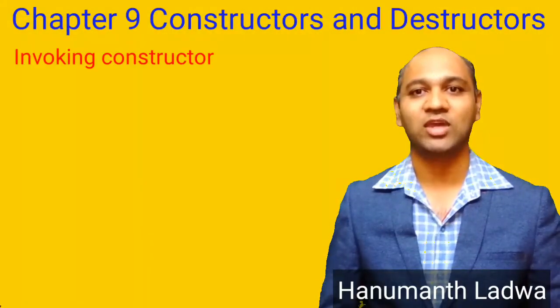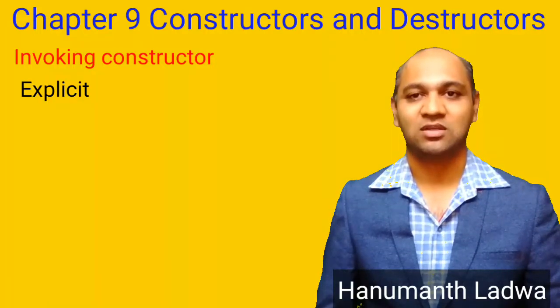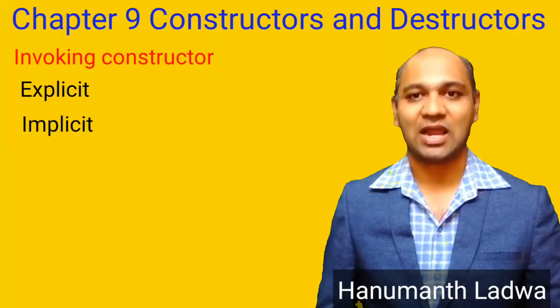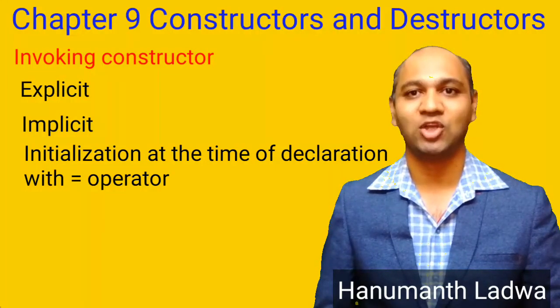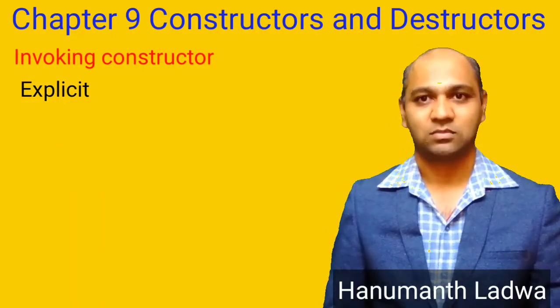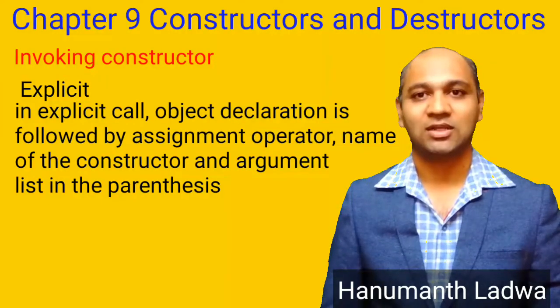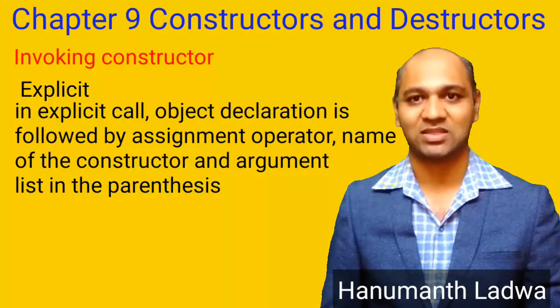Now we'll study invoking constructors. There are three methods through which constructors get invoked. The first method is explicit, second is implicit, and the third one is initialization at the time of declaration with the assignment operator. Let us continue with the first one, that is explicit. In an explicit call, the declaration of an object is followed by the assignment operator, the name of the constructor and the argument list within the parenthesis.